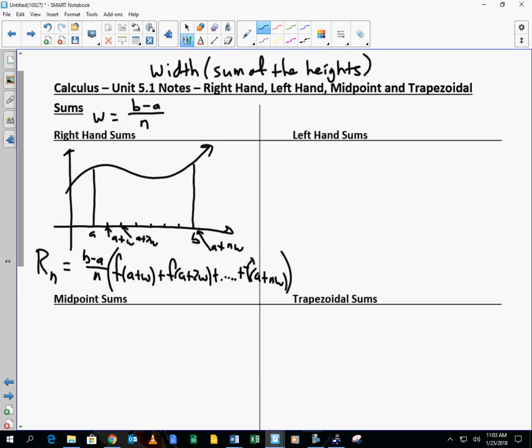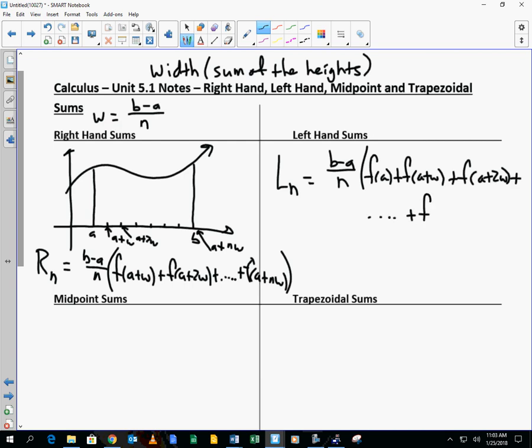Now let's do left hand, because left hand will be just slightly different. L sub n is equal to, we do that B minus A over n, that's the width. And then what's going to be different here? Are we going to start at A or A plus W? We'll start at A. But then we do have A plus W, right? F of A, F of A plus W, F of A plus 2W, so on and so forth.